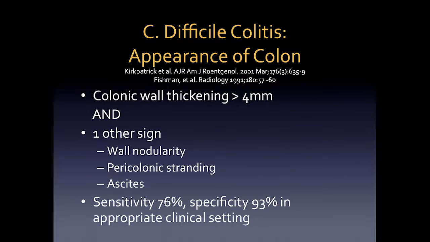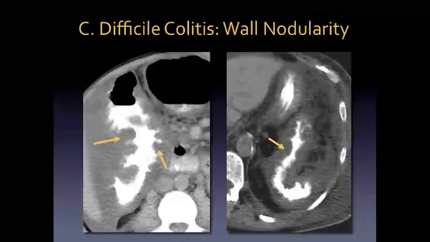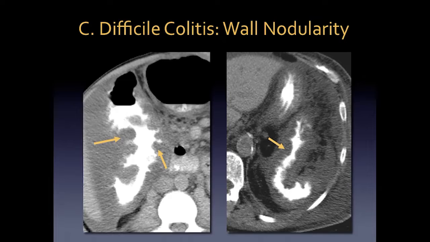So someone where you suspect colitis and they've just got a little bit of thickening and a little bit of ascites or a little bit of stranding, 93% of those are going to be C. difficile colitis. That just indicates to you how common of a disease this is. And it's why I'm talking about it first.